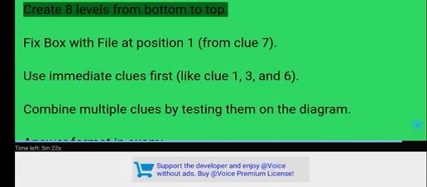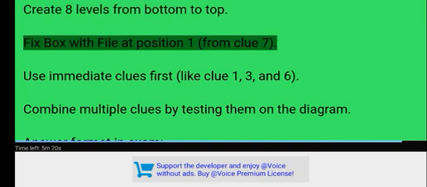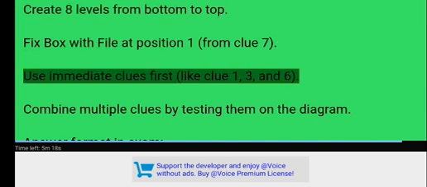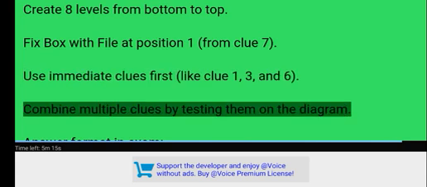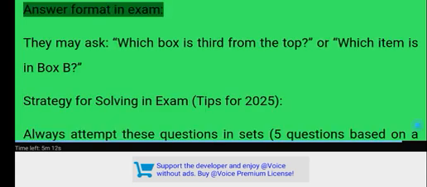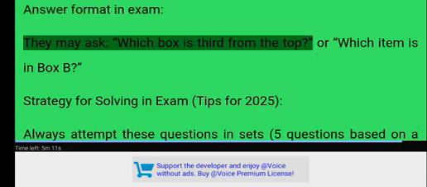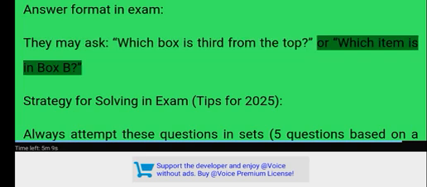To solve, create 8 levels from bottom to top. Fix box with file at position 1 from clue 7. Use immediate clues first, like clue 1, 3, and 6. Combine multiple clues by testing them on the diagram. Answer format in exam: they may ask, which box is third from the top? Or, which item is in box B?